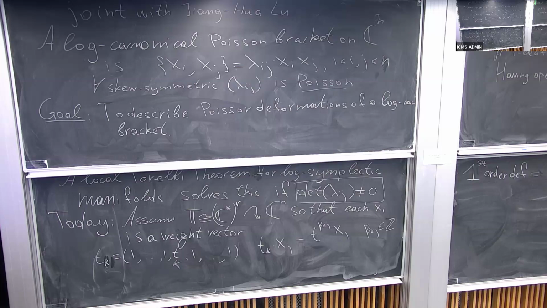So there are two tori in question. There is this T, which used to be C star to the R, and here I'm also using the action of this torus as well. And I only want to look at the T invariant part. So here I'm imposing T invariance, which can be expressed in terms of these coefficients beta in this form. So this means that this weight is T invariant.